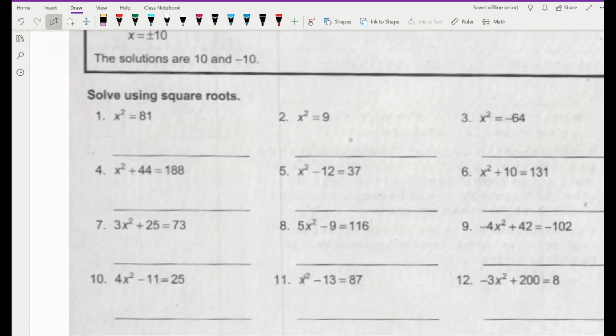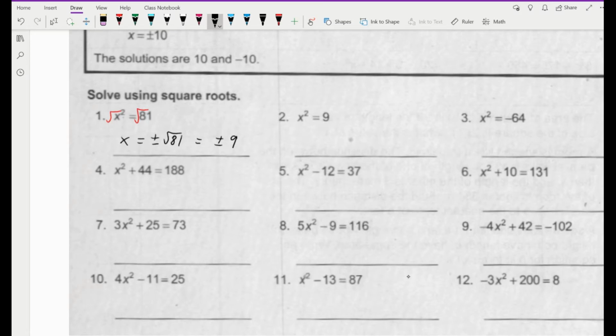Now we'll look at a couple examples here. Number 1, x squared equals 81. Well, we're just going to take the square root of both sides. And the square root of x squared is just x. And this will equal plus or minus the square root of 81. And of course, the square root of 81 is just plus or minus 9. So that would be the final answer, plus or minus 9.